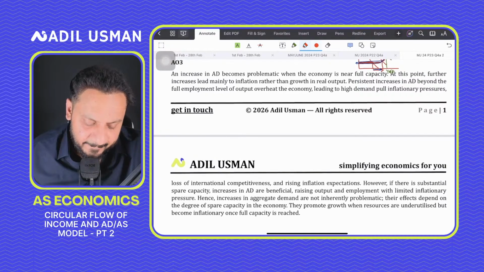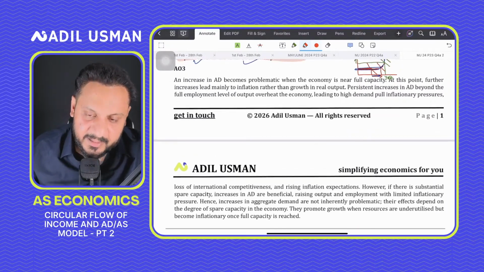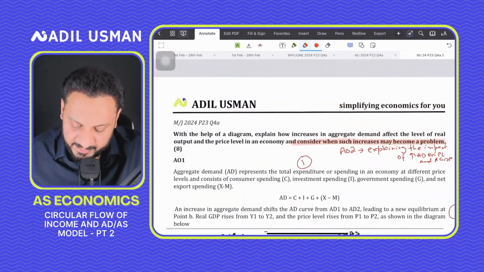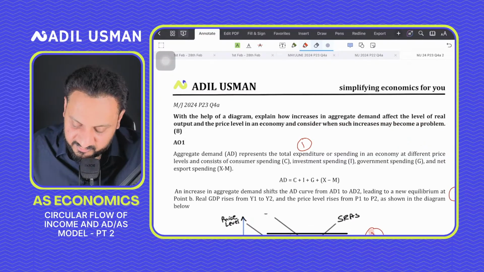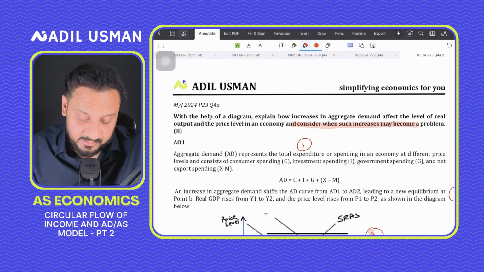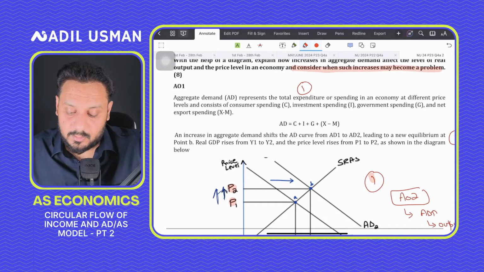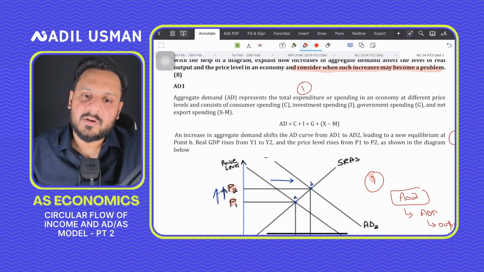So you say that an increase in AD becomes... So you see, the question is saying and consider the extent and consider when such an increase may become a problem. So you say when would such an increase become a problem.